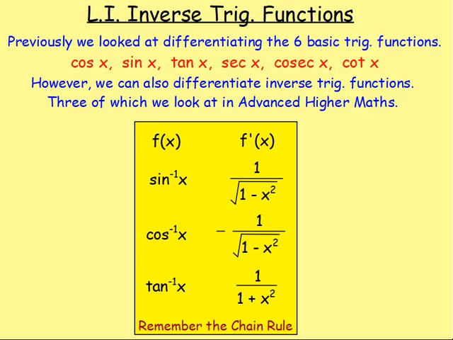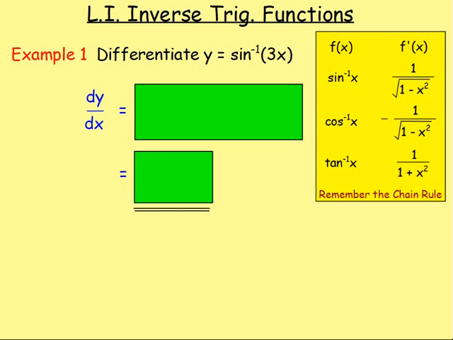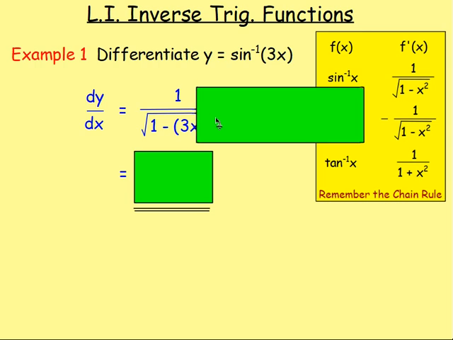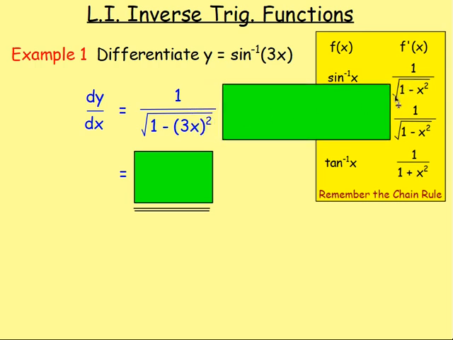Let's try some examples then. Example 1, differentiate y equals sin to the minus 1 of 3x. So for this one, Sophie, what would you do? Good, you're thinking, right, well, it's sin to the minus 1, so if I differentiate that, I get 1 over the square root of 1 minus x squared. However, with this, you've not got sin to the minus 1 of x, you've got sin to the minus 1 of 3x. So what you do in the derivative is you replace the x with 3x. So instead of x squared here, you'd have 3x squared. So we'd have 1 over the square root of 1 minus 3x all squared.